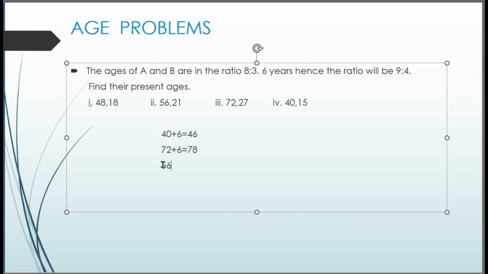Option number 2, 56 plus 6 is giving you 62. Again, not an answer. So we are only left with option number 1. It should be the answer. Let's check it with our concept also. 48 plus 6, 54. So we are getting 54, which is also a multiple of 9, and hence it is our answer also.